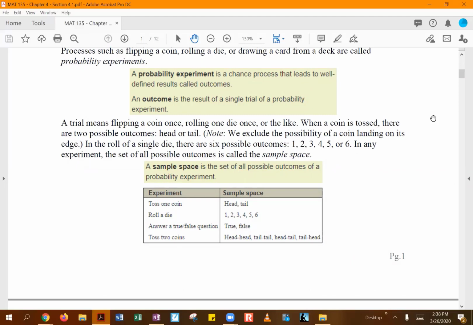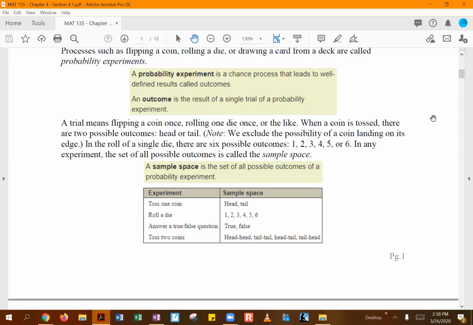If you're thinking about tossing a coin, there are only two things that can happen. You can either get a head or a tail, right? There are only two outcomes because your coin only has two faces. Of course, there's the possibility that your coin ends up landing on its edge. That's probably a rarity, and doesn't happen that often, so we're going to exclude that. We're only looking at either a head or a tail when you toss a coin.